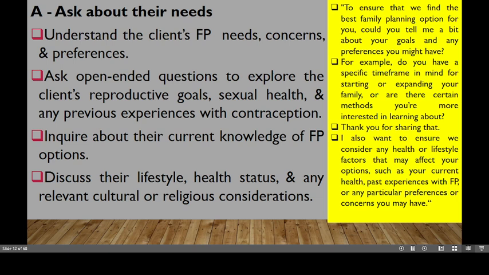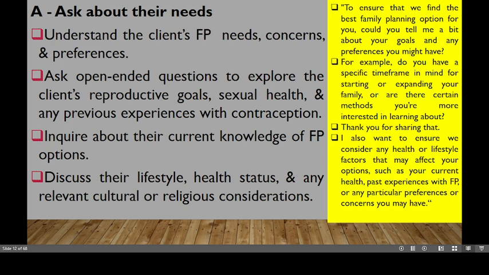From there, you then ask about their needs, right? So you have to understand the patient's FP needs and concerns and preferences. So you can ask open-ended questions just to explore the client's reproductive goals, sexual health, and any previous experiences with contraception. You inquire about their current knowledge of family planning methods, and then they discuss their lifestyle, health status, and any relevant cultural or religious considerations.